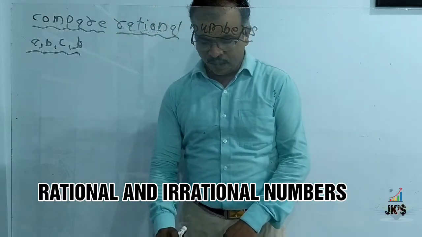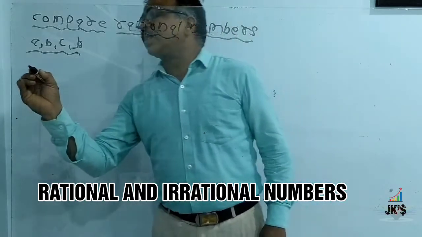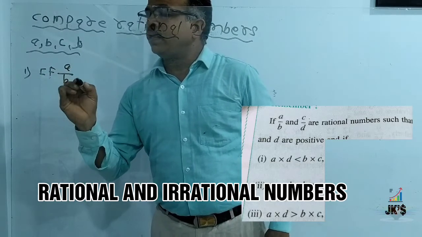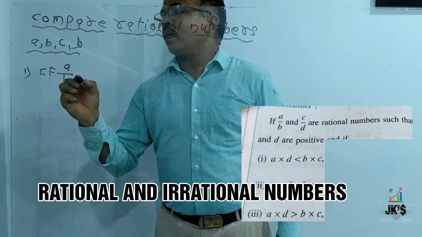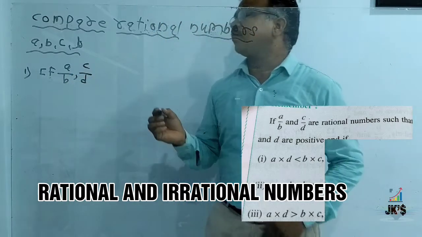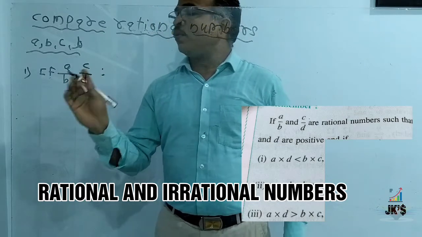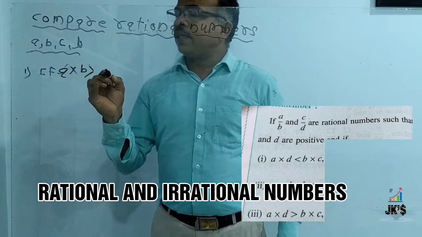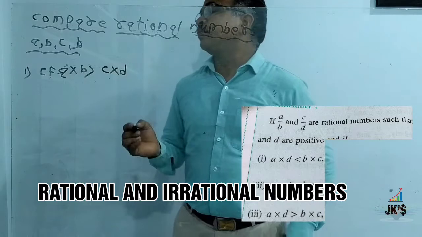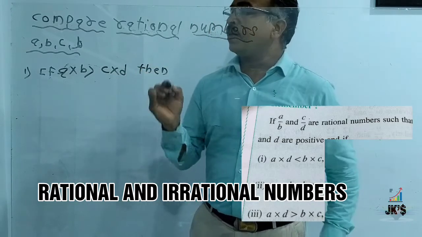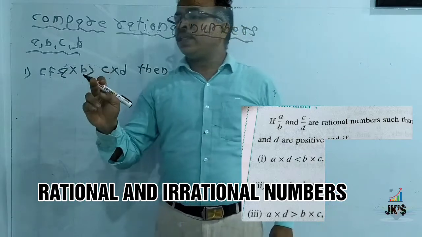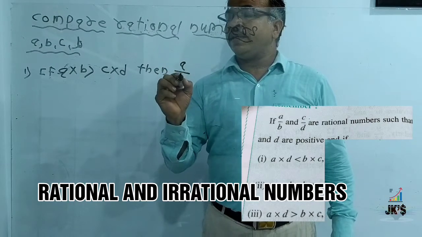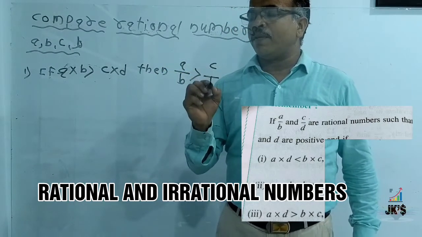First condition: if A upon B and C upon D, therefore A into D is greater than C into B, then A upon B is greater than C upon D.